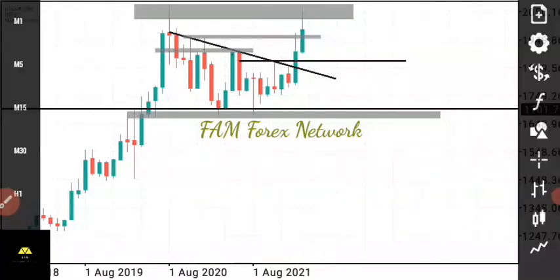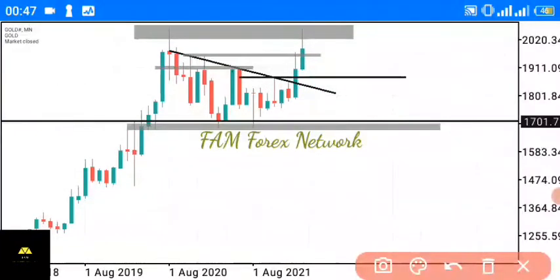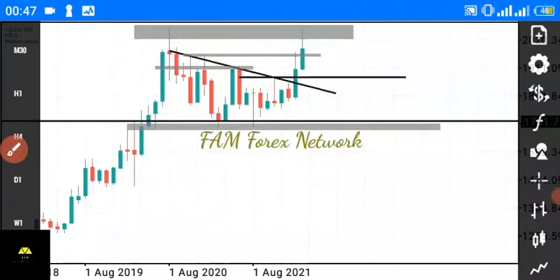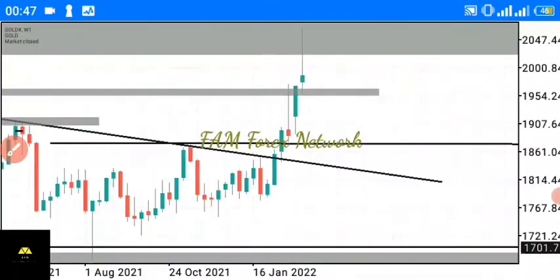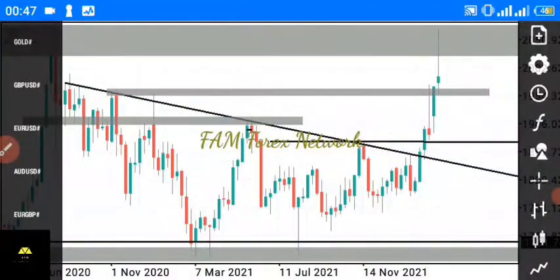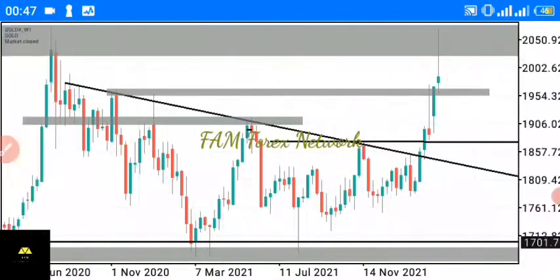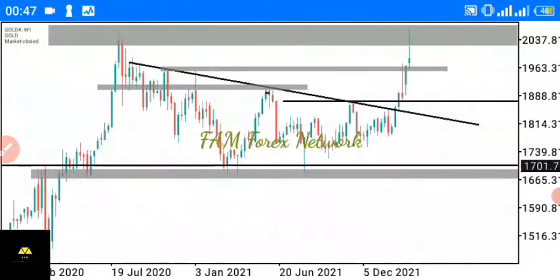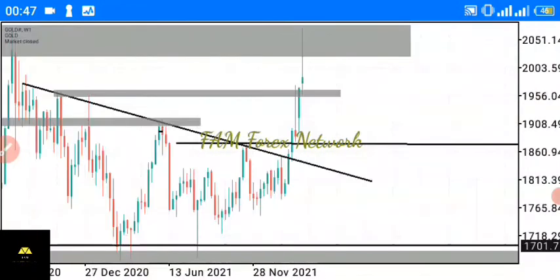So let's go to the weekly time frame and see what we have on the weekly time frame. Yes, that's the weekly time frame, and this is what we have on the weekly time frame.